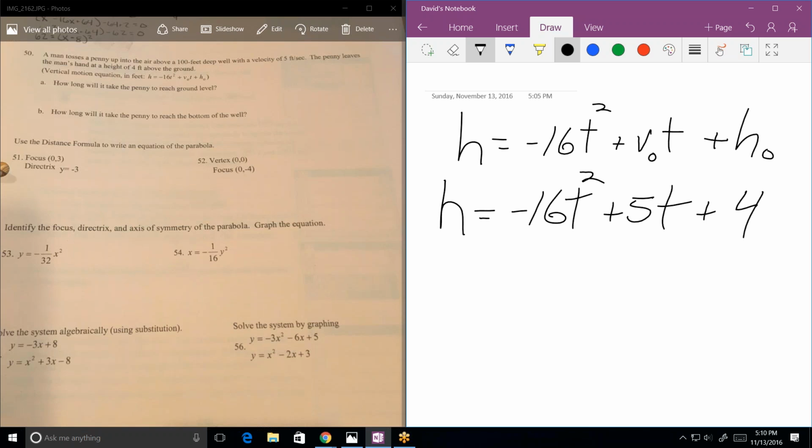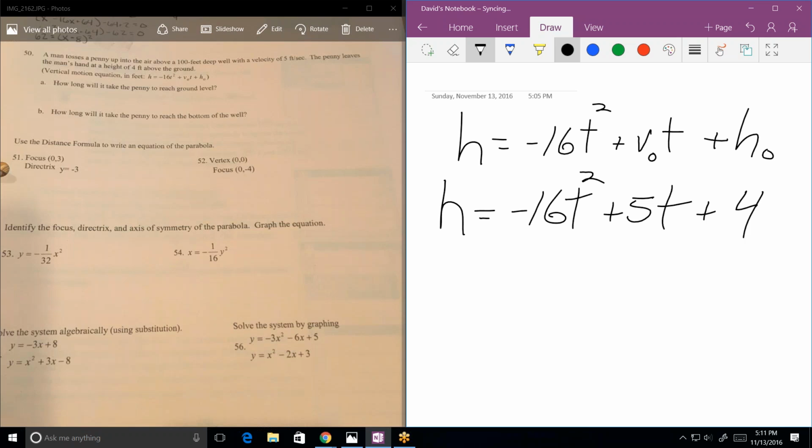How long will it take the penny to reach ground level? This h right here is the height above the ground. That's what it is at any point in time. In case you forget, plug in 0 for t and see where it is. It's 4 feet above the ground. So what has to be true when the penny reaches the ground?